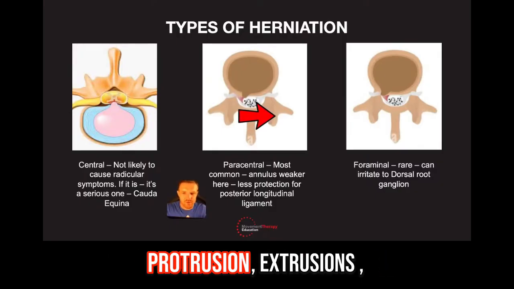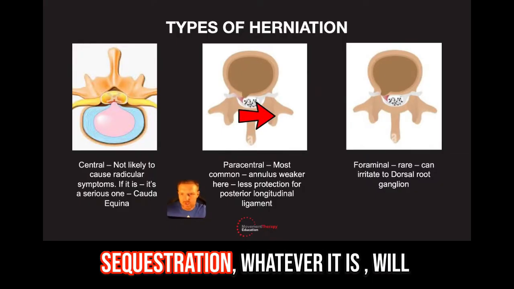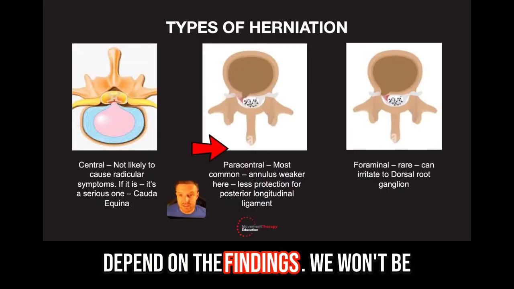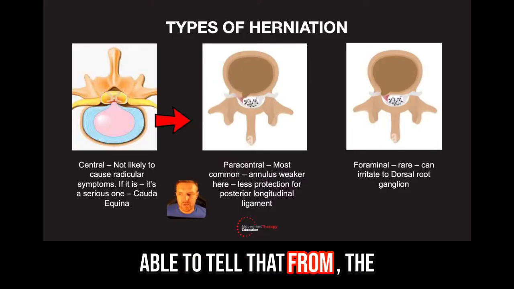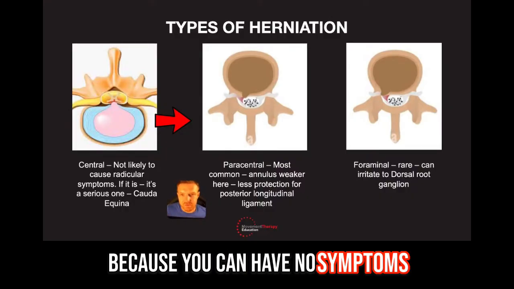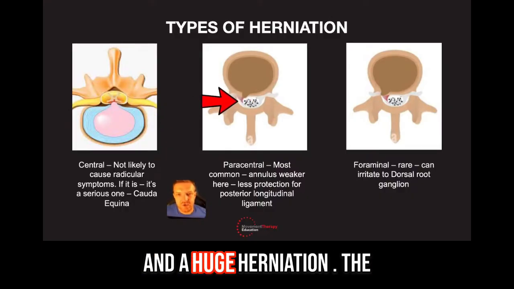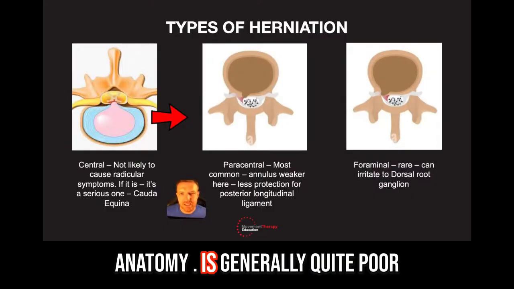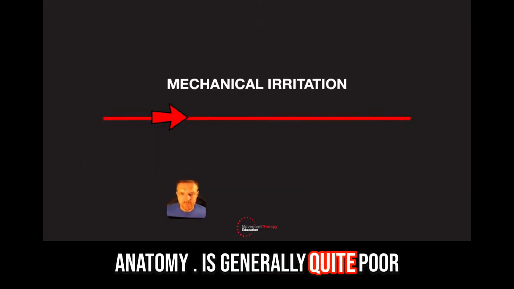And obviously, whether it's protrusion, extrusion, sequestration, whatever it is, will depend on the findings. We won't be able to tell that from the symptoms that someone's got, because you can have no symptoms whatsoever and a huge herniation. The correlation between symptoms and anatomy is generally quite poor.